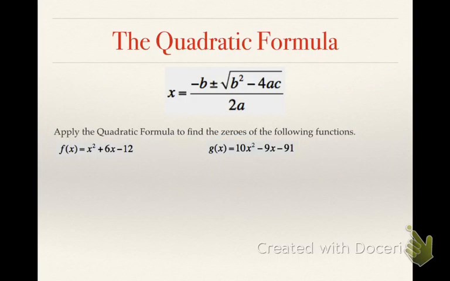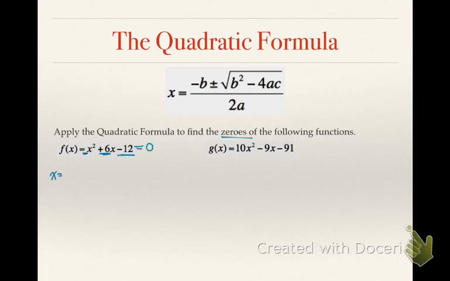Okay. Now, the quadratic formula is going to be given to you. You just need to know how to apply it. And it's usually applied when you're asked to find the zeros of a function, or when you're solving a quadratic equation that's not factorable. Okay, but here we're finding the zeros of the following functions. And we call that zeros are anywhere that the function has an output of 0. So we don't have to rewrite this equal to 0. We know our a is going to be 1, our b is going to be 6, and our c is negative 12.